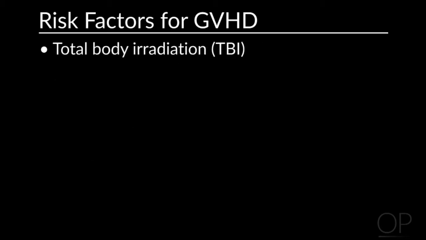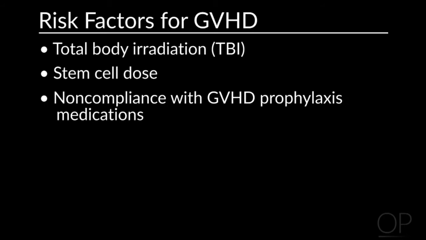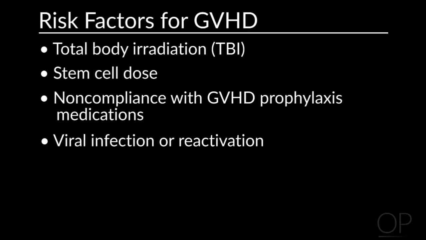The use of total body radiation in the conditioning regimen, the stem cell dose provided to the patient, and noncompliance with graft-versus-host disease prophylaxis medications, and anything that revs up your immune system, such as a viral infection or viral reactivation, can trigger the immune system to an uncontrolled point and lead to graft-versus-host disease.